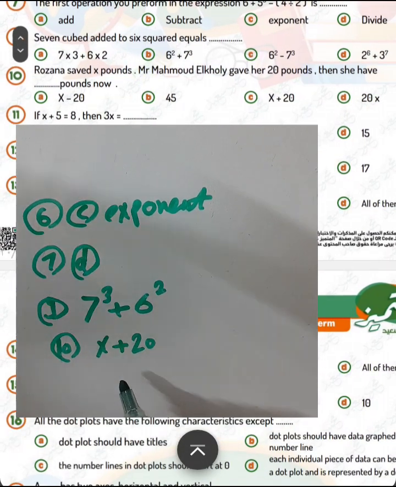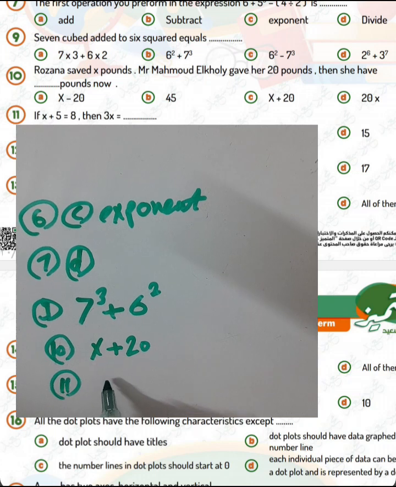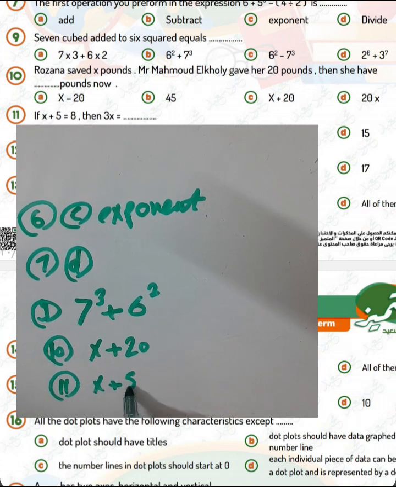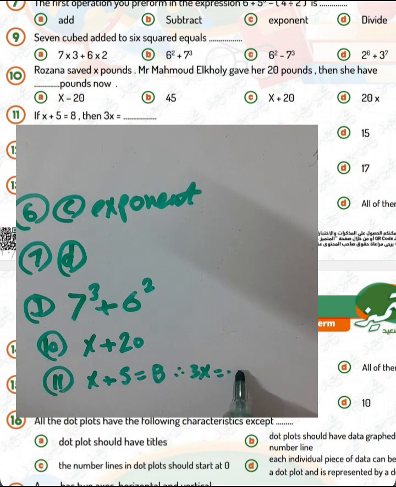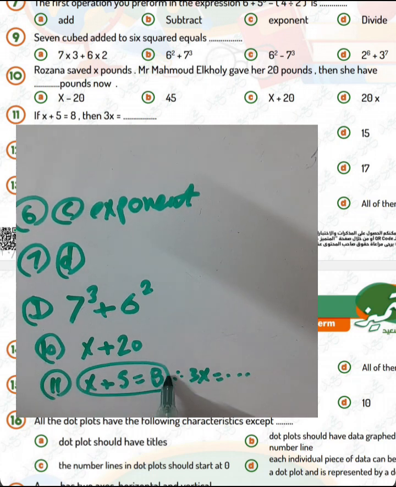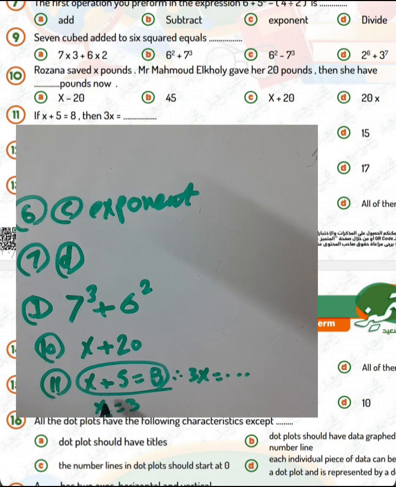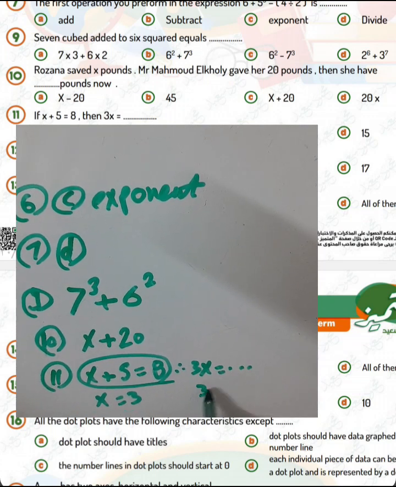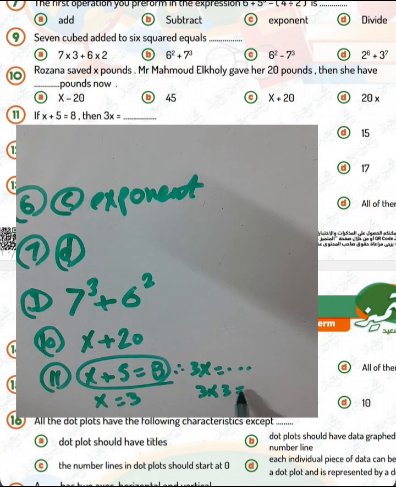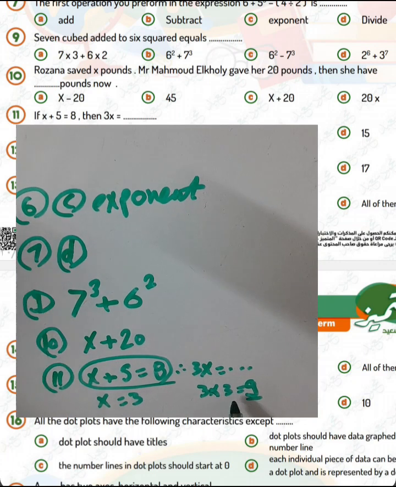Question number 11. If X plus 5 equals 8, then what does 3x equal? We can find the value of X here. X will be 3 because 3 plus 5 equals 8. Then we want to find the value of 3x. It means 3 multiplied by the value of X. 3 times 3 will be 9. The result here will be 9.